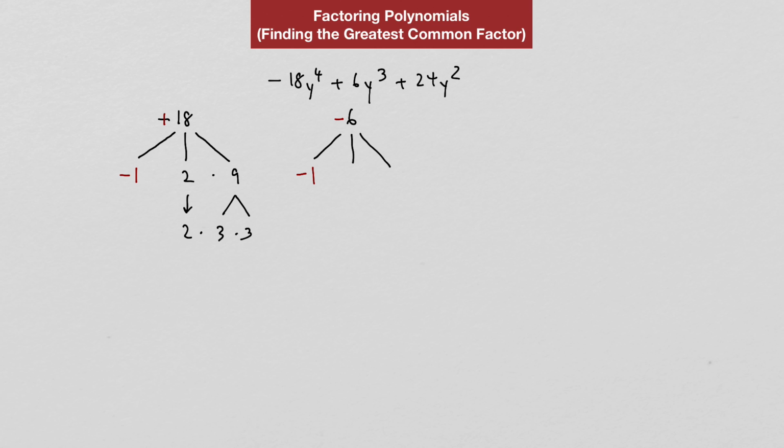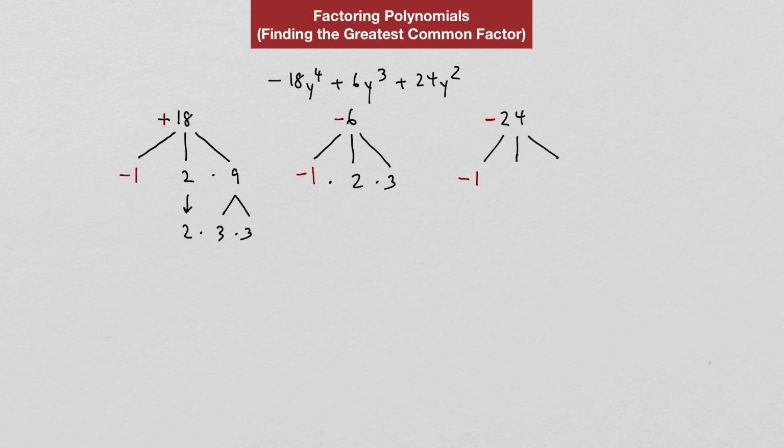So then we look at 6 and discover that the factors of 6 are 2 times 3. So our prime factorization for negative 6 is negative 1 times 2 times 3. And then lastly, we have 24, and we have to do the same for 24 as we did for 6, and include the negative 1 as one of our prime factors. And when we do that, we have to negate negative 24.